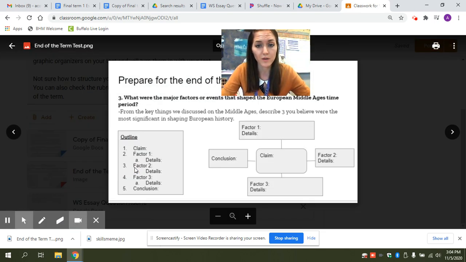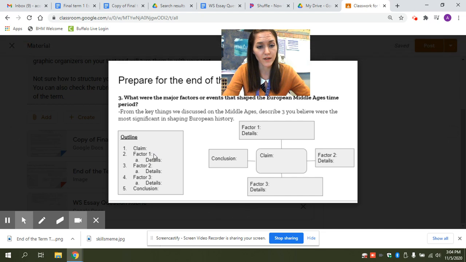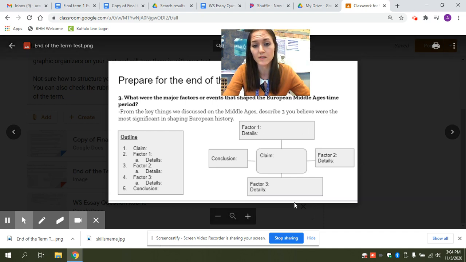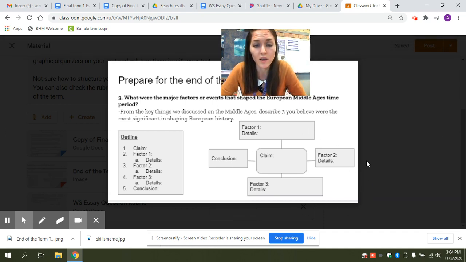When we prepared for the Middle Ages question, we had our claim, factor, factor, factor, and details for each, and then concluding sentence. You could also do it like this, which is kind of like that brainstorm graphic organizer, claim in the middle, and then branches coming off of your claim.